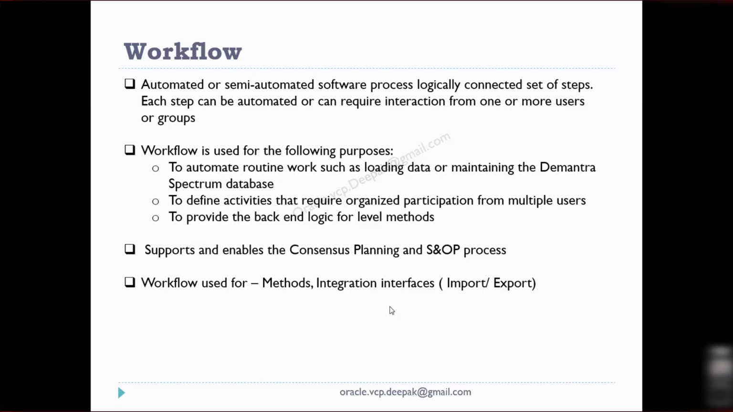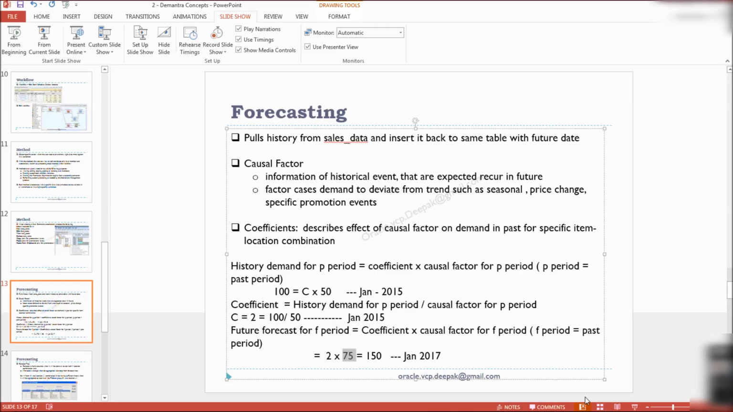And on top of that, workflows are used in methods and also for integration purposes. Like if you want to export the data, if you want to import the data, then workflow will be used. And yes, Demantra provides some base causal factor information. You will have some local causal factor, you will have some global causal factor, and of course you can override it. But you need to override this forecast only when you see your Demantra is not providing a very accurate forecast. Something is wrong.